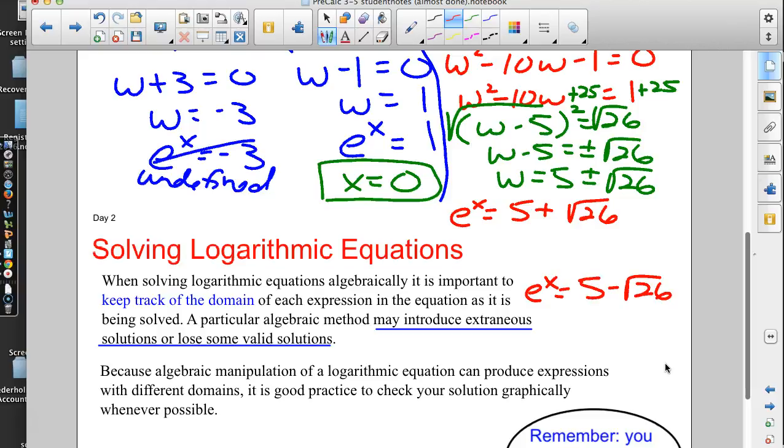One of those is undefined. One of those is not going to work. Which one is it? The negative. Which one of these comes out to be negative? Definitely down here. The square root of 26 is going to be bigger than 5. So when we subtract, that one is going to come out negative. So this is undefined. But we still have some math to do with that little e to the x up there, and that would be to take the natural log of both sides.